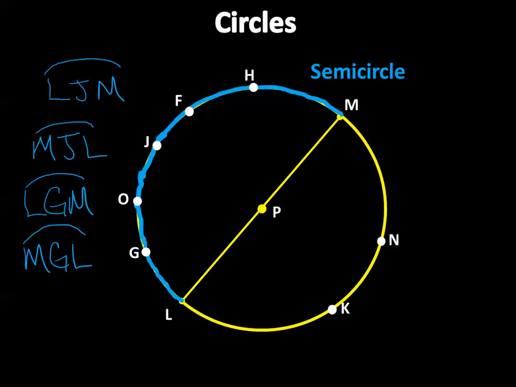So you can see here, pretty sloppy drawing by Miss Poor, but the blue line represents the semicircle that goes from the endpoints of the diameter around the circle. And notice some of the ways that I've named the semicircle. There's more than one way to name that. And notice that M and L are always on the outside, and a point in between L and M is always in between.